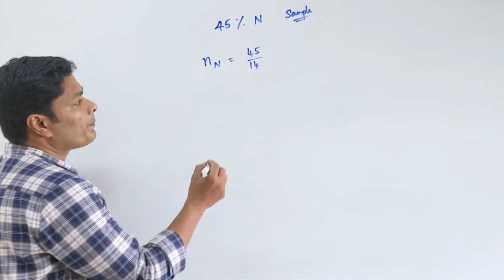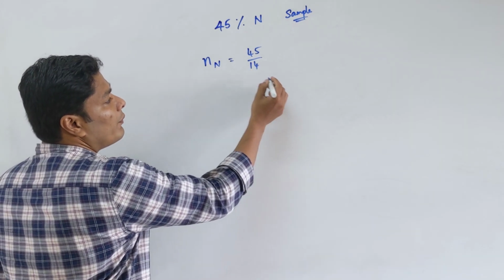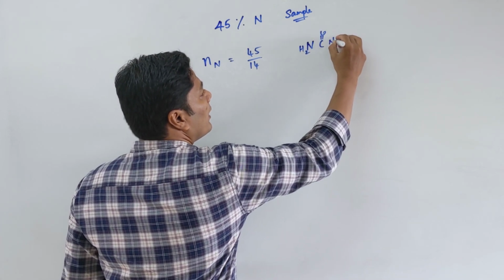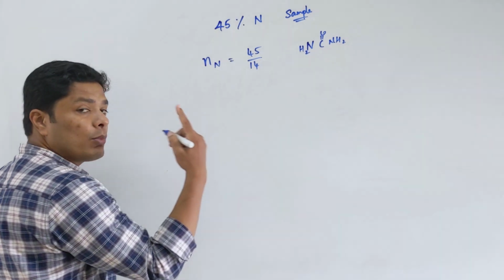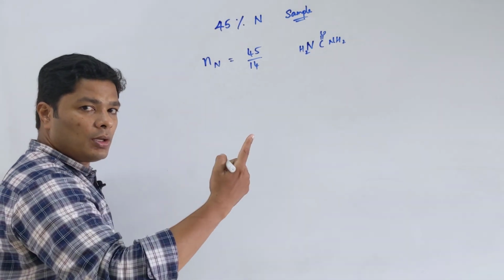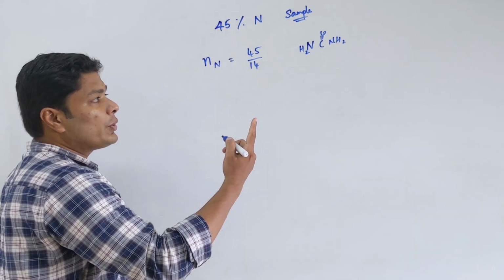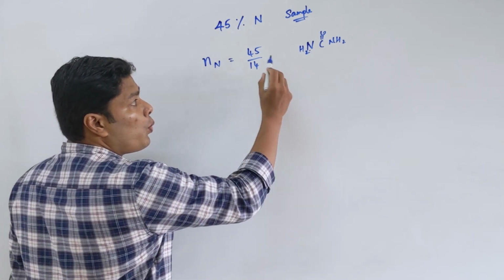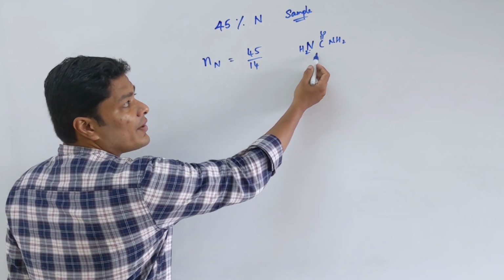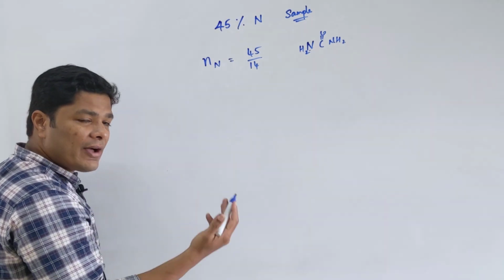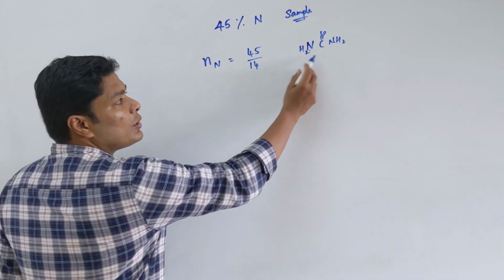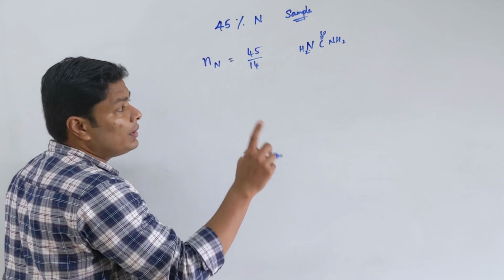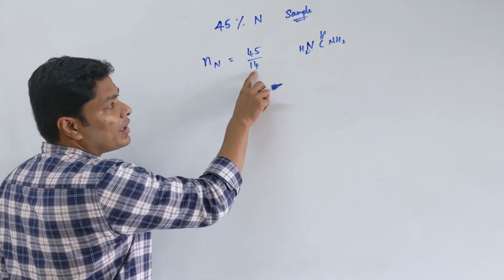Now I know the moles of nitrogen. When you look at urea, it is NH2CONH2. So there are 2 nitrogen atoms per molecule of urea, correct? If 2 nitrogens are in 1 molecule of urea, 1 nitrogen is present in half a molecule of urea. So half a mole of urea is there. So 1 mole of urea has 2 nitrogens, and half a mole of urea has 1 nitrogen. So if this many moles of nitrogen are there, how many moles of urea will there be?